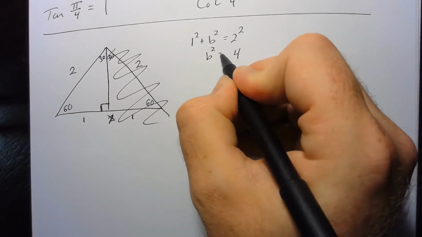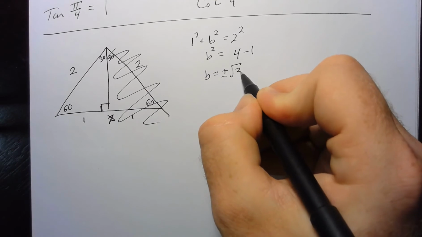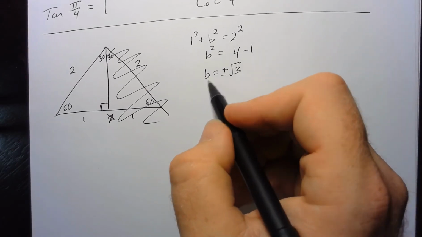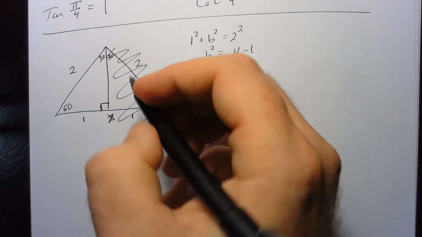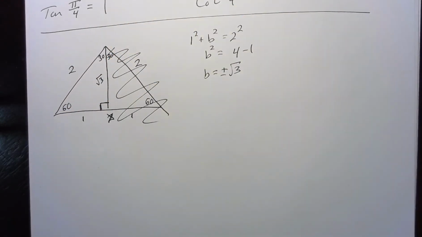I'm going to have b squared is equal to 4 minus 1. So b is equal to plus or minus the square root of 3. But again, one more time, the negative doesn't make any real mathematical sense in the concept of a length. So this is going to be positive square root of 3. That's that side length right there.